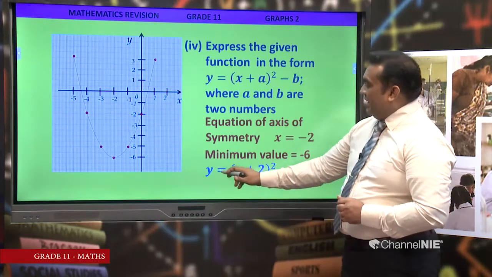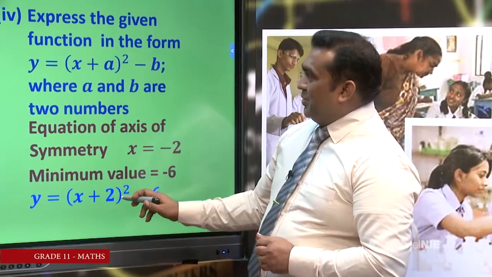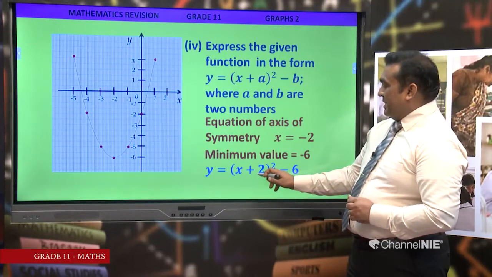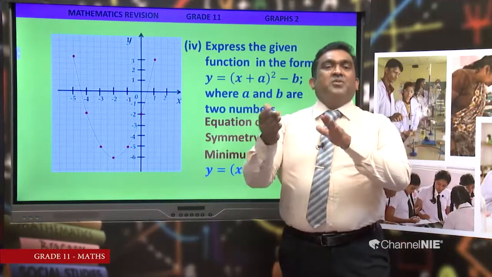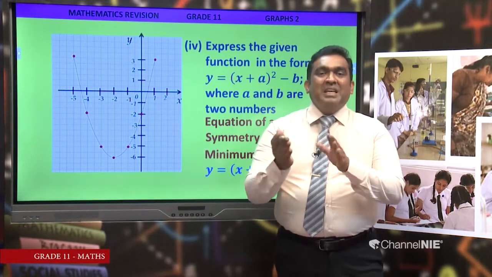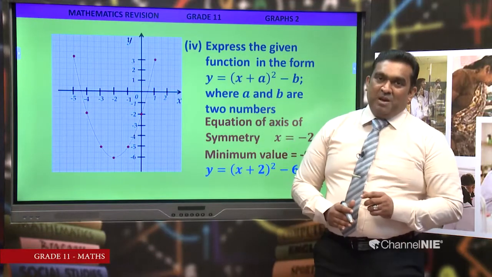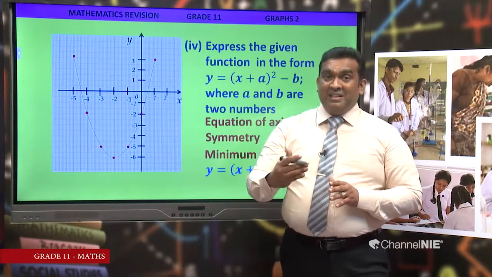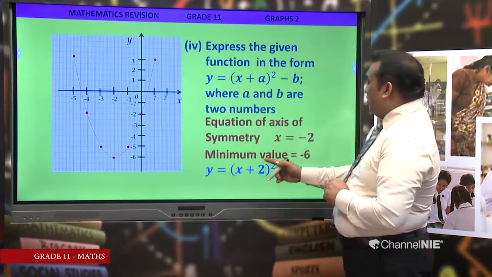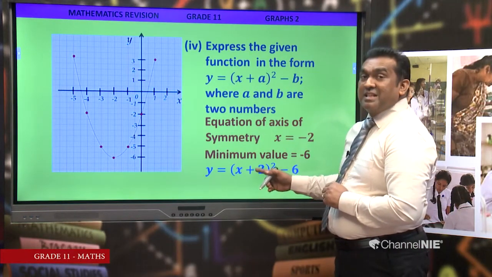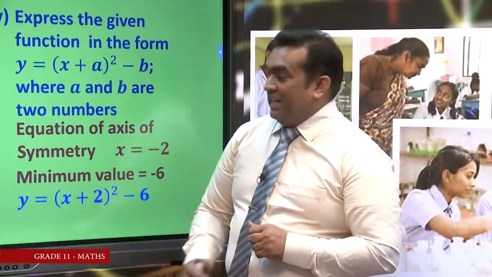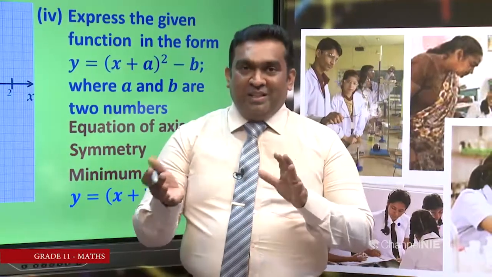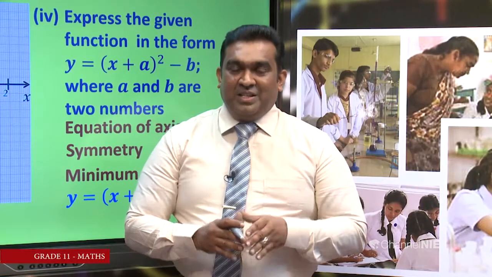Here, can you see, y equals (x plus 2). Here you have minus 2, and in this place plus 2. Minus 2 is converted into plus 2. It means we have to change the sign of the number. If the equation of the axis of symmetry is x equals 1, here you have to write x minus 1. Here minus 2, here plus 2. Try to get the difference and the definition. Right? This is a special pattern.